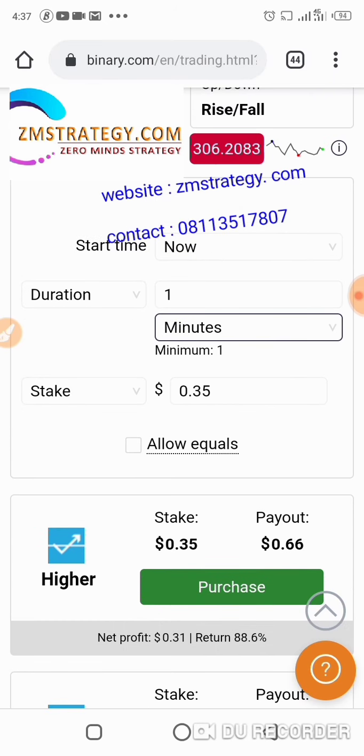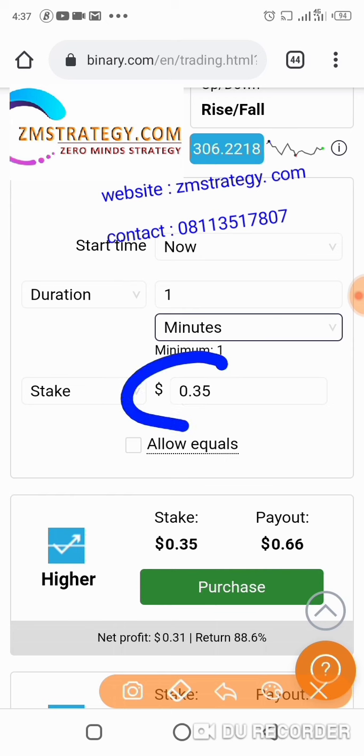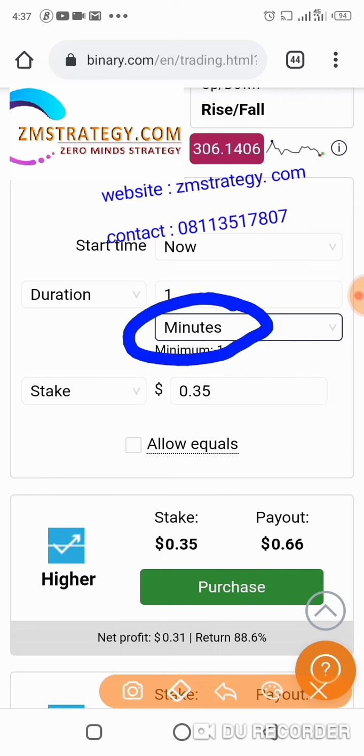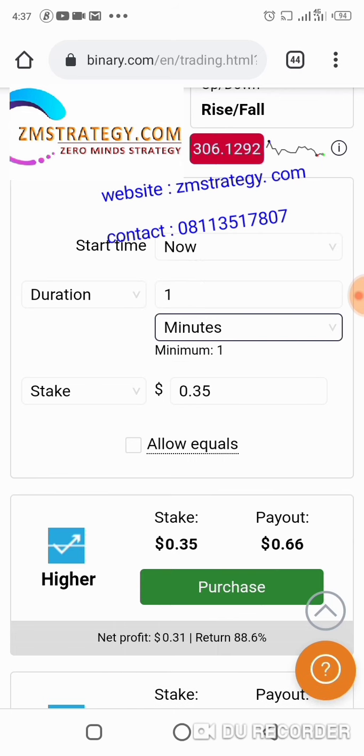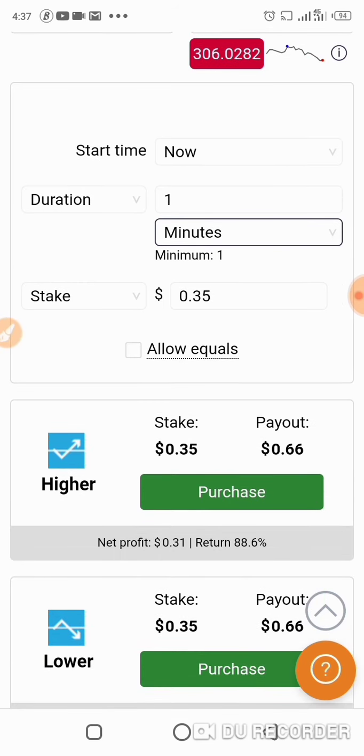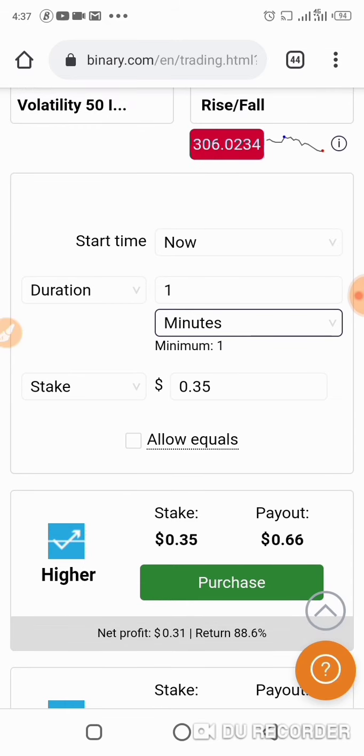So I'll be advising you guys to start as low as 0.35. Here we are making use of the 1 minute timeframe. So you start as low as 0.35. In order for you to calculate your martingale and minimize it, just follow what I'll be explaining here.